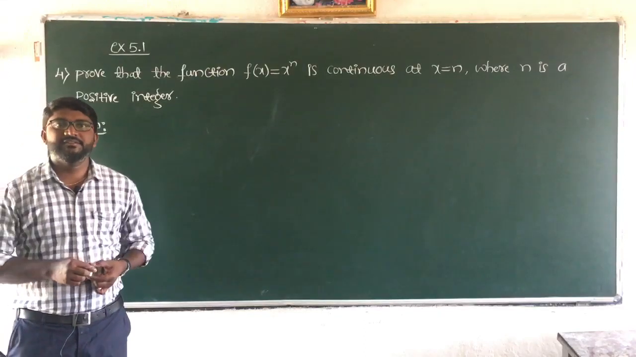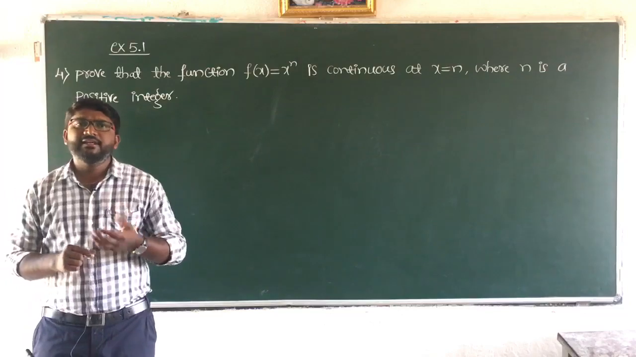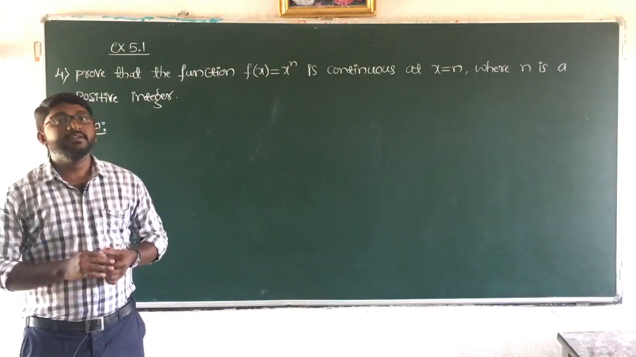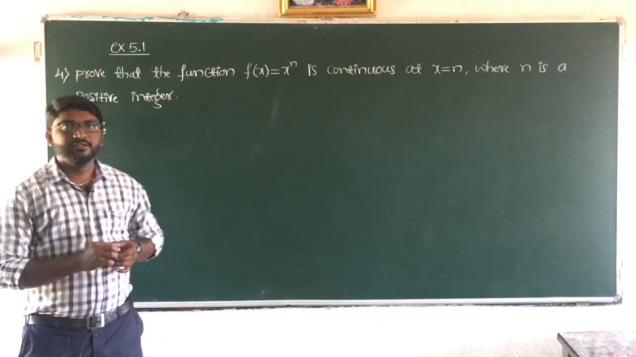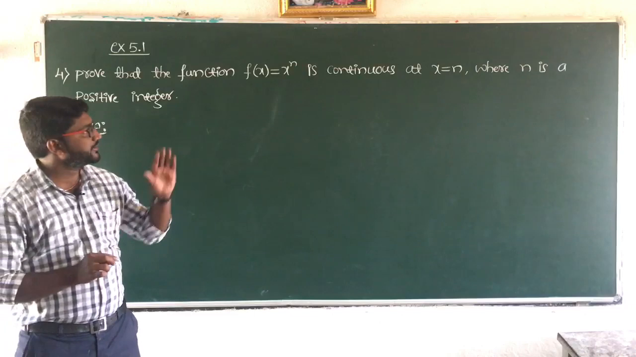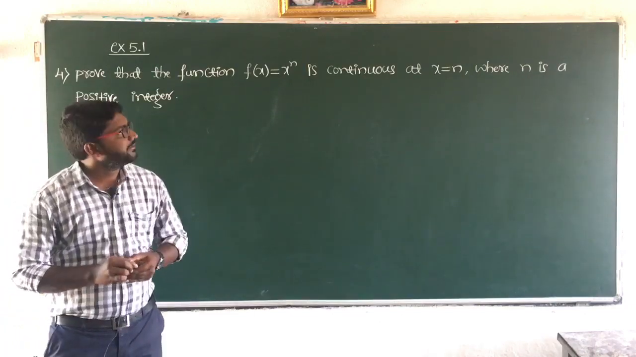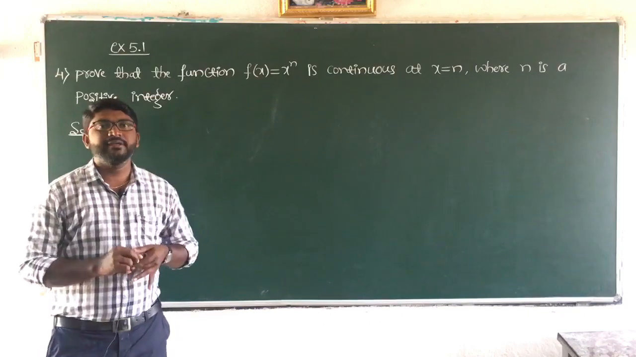Good morning students. So in the last class we started with exercise 5.1 and solved the first 3 questions. So in today's class we will start with the next one, that is the fourth question. The given question is: prove that the function f of x equal to x to the power n is continuous at x equal to n, where n is a positive integer.